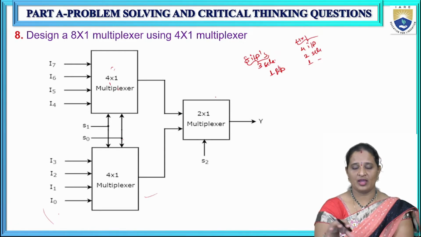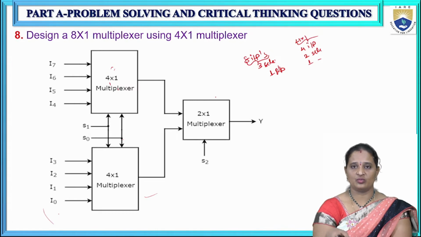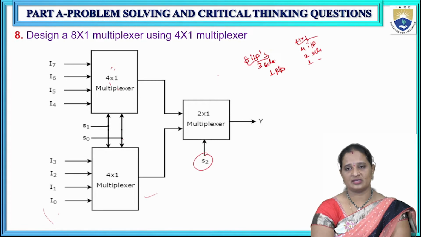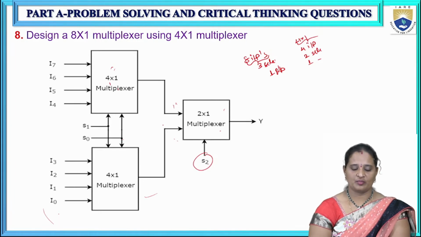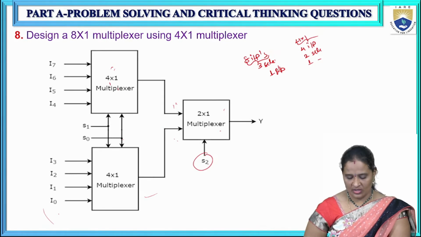Among them, I need to select only one. So again I'm using a 2 by 1 mux. Whereas the MSB is given as the selection input to the next level of multiplexer. That means S2 is given as selection input to this. So based on this S2, any one of these two input lines will be selected and sent to the output. So this is how you can implement an 8 by 1 mux using 4 by 1 mux.